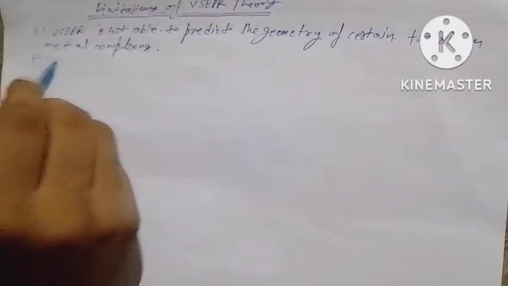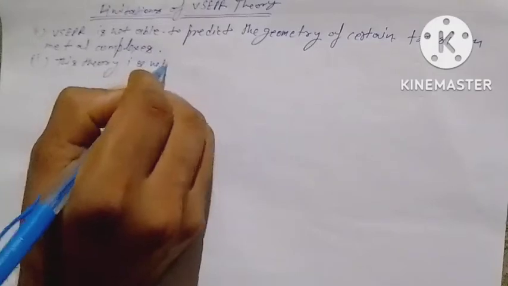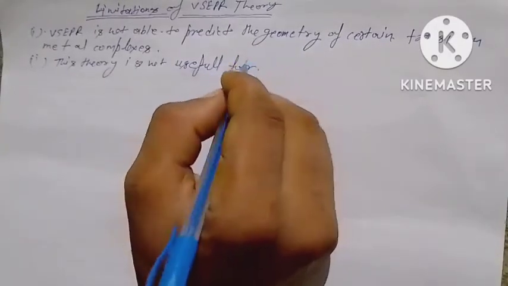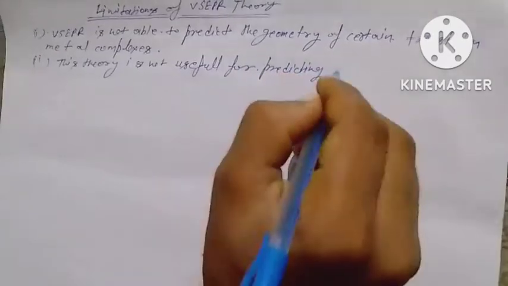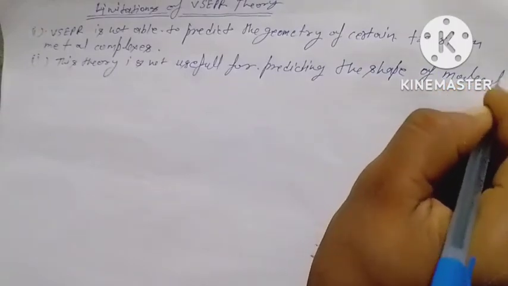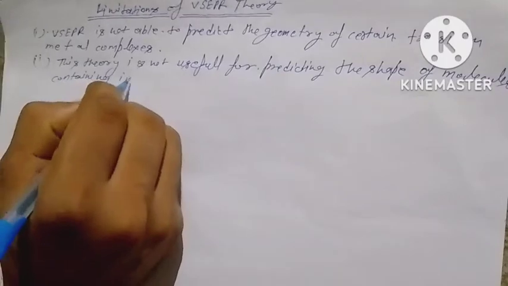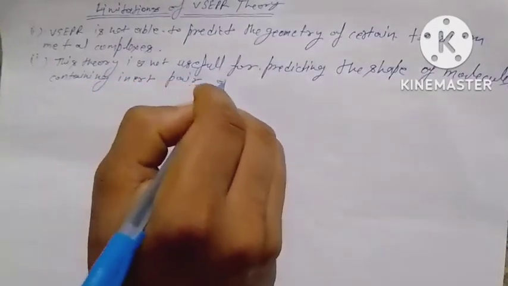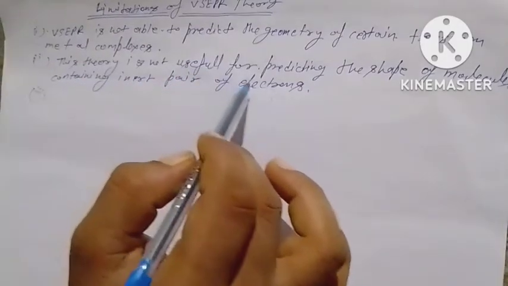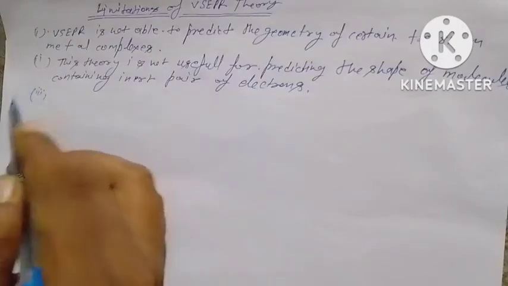Second point. This theory is not useful for predicting the shapes of molecules containing inert pair of electrons.